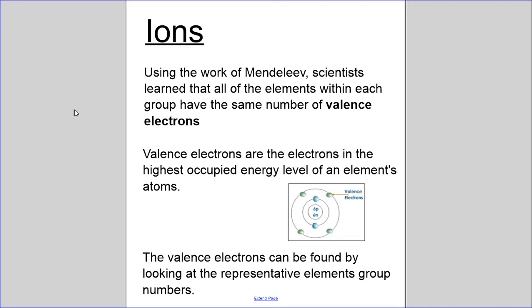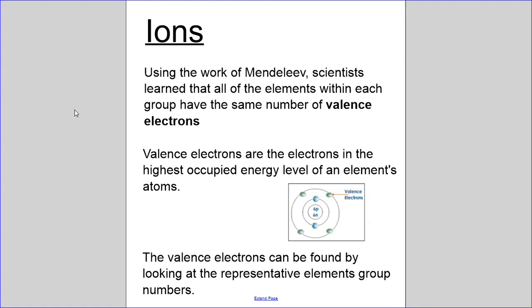So using the work of Mendeleev, scientists learned that all of the elements within each group have the same number of valence electrons. Remember, our groups are our columns, they go up and down. So within those columns, we have the same number of electrons in the outermost shell, in that valence shell, to count out the electrons, which would be those valence electrons.